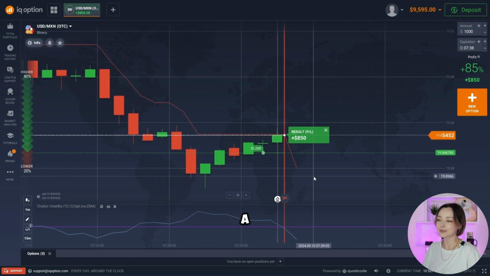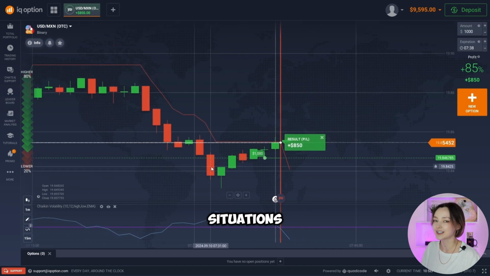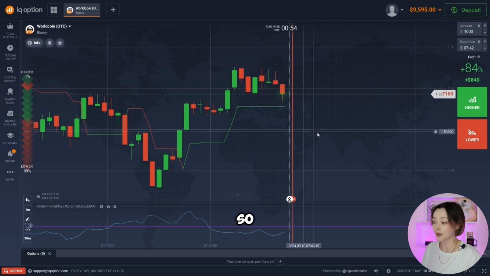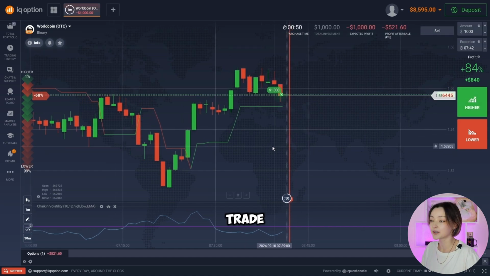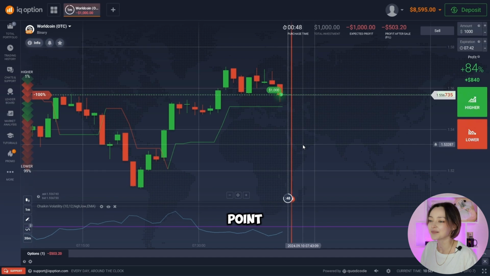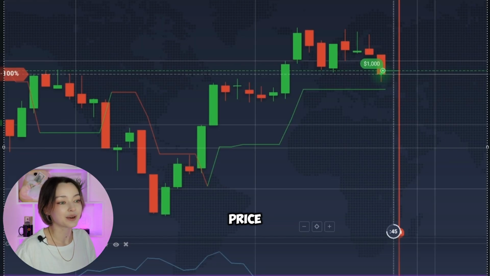Great, the trade closed in a profit. Now let's look for other situations. So I can see that the price is approaching our support level. I quickly open a trade so as not to lose the entry point. And now let's look at what we can see in the chart. In the chart, I can see that the price has approached the level, as I said before.